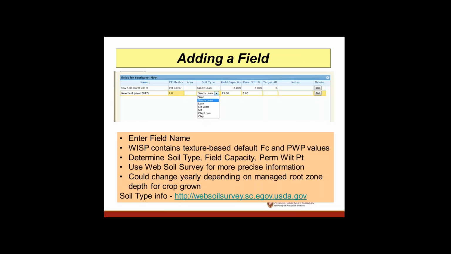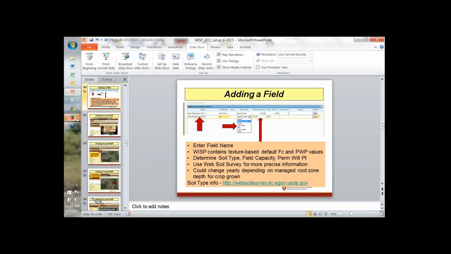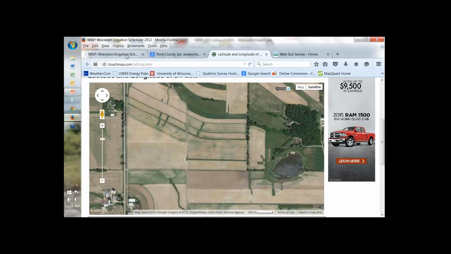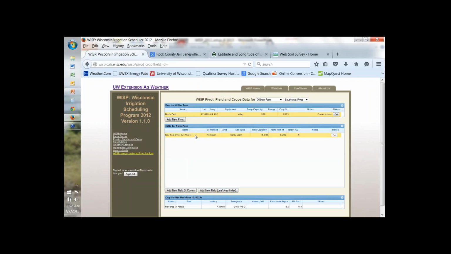So when we're adding a field, after we choose which method we're going to use, we're going to enter a name. We need to do the soil type, and then we're going to need to add field capacity and permanent wilt point. We'll show you briefly where you're going to get those. But let me run out here, and I'm going to show you the steps. So I'm going to add a new field. You've got one here that's percent cover.